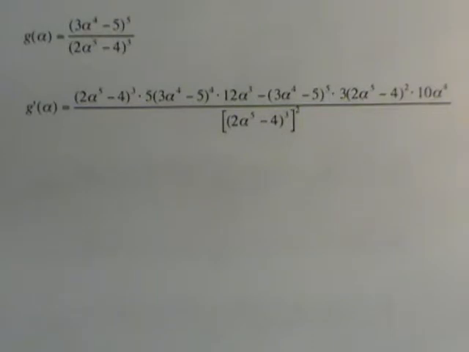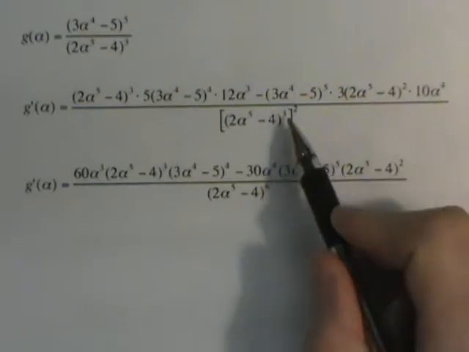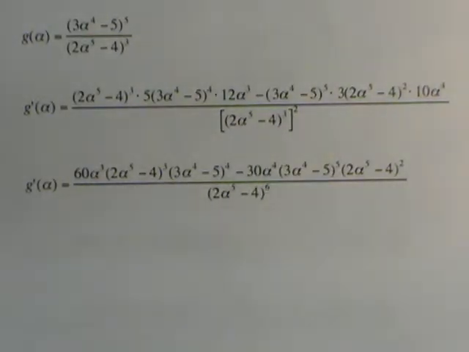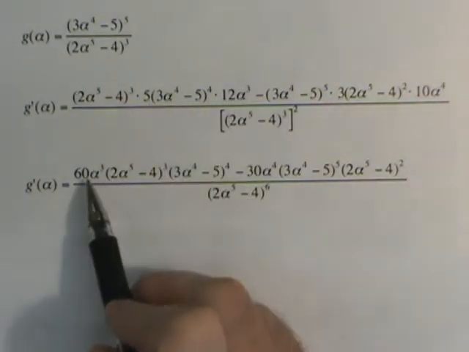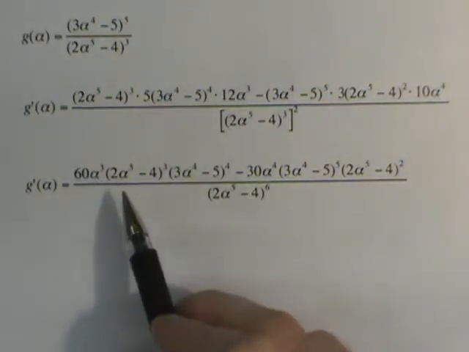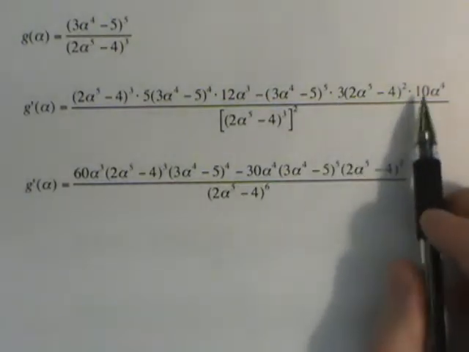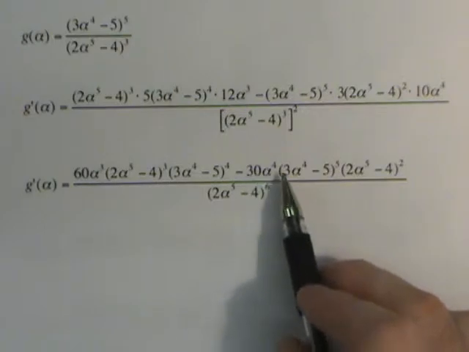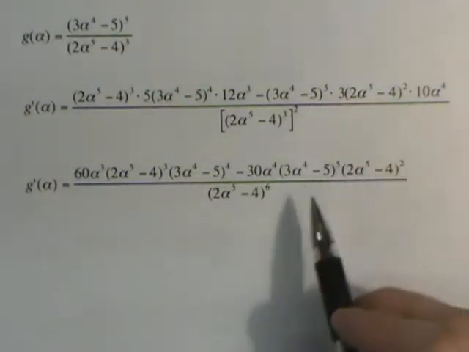On the next line, you notice that we had this cubed squared, so I wrote that denominator raised to the 6th. I multiplied my 5 and the 12 alpha cubed to get the 60 alpha cubed in the front, and then parenthesis. In a similar way, I took this 3 and this 10, brought it in the front as a minus 30 alpha to the 4th, and then wrote what they had, these sets of parentheses here.